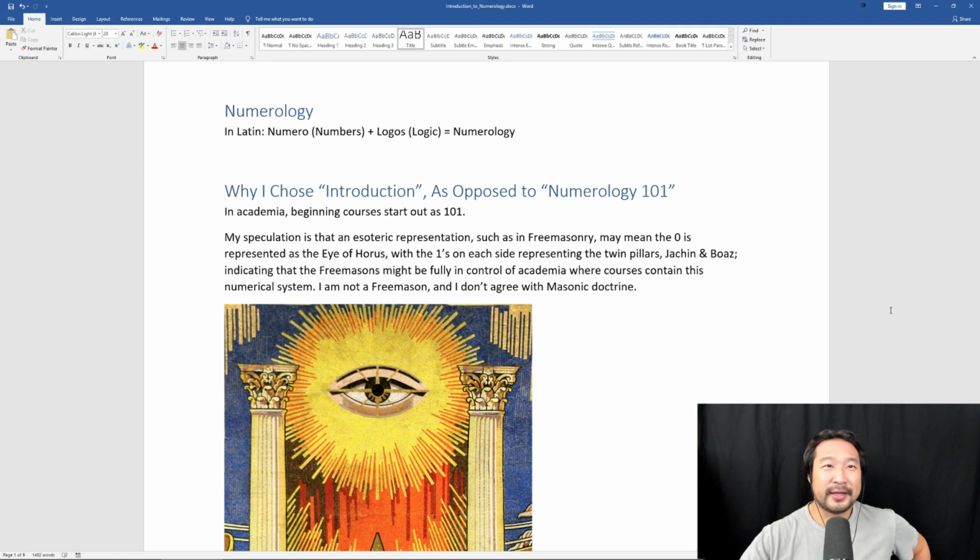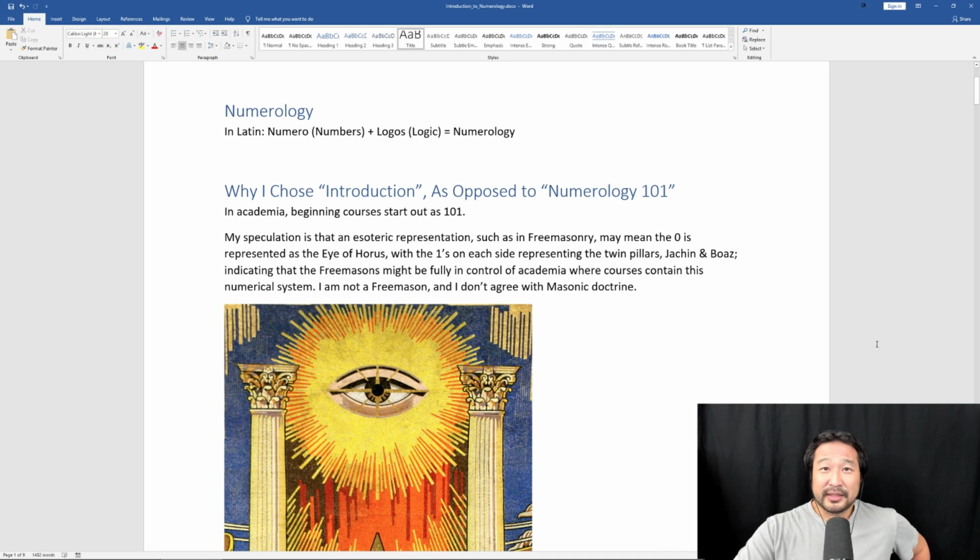So in academia, if you go to college, beginning courses start out as 101. That could be pretty simple. It's just a classification of things, but my speculation is that an esoteric representation, such as in Freemasonry, may mean the 0 is represented as the Eye of Horus, with the ones on each side representing the twin pillars Jachin and Boaz, indicating that the Freemasons might be fully in control of academia, where courses contain this numerical system.